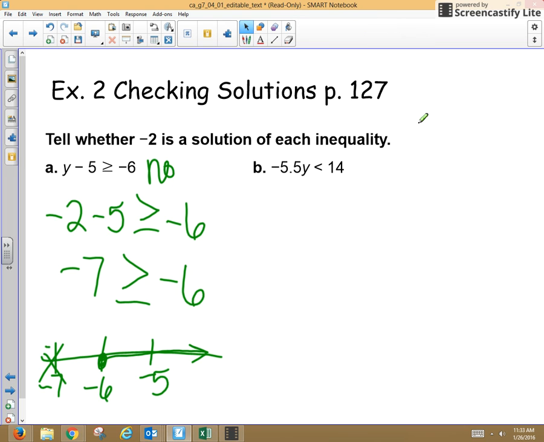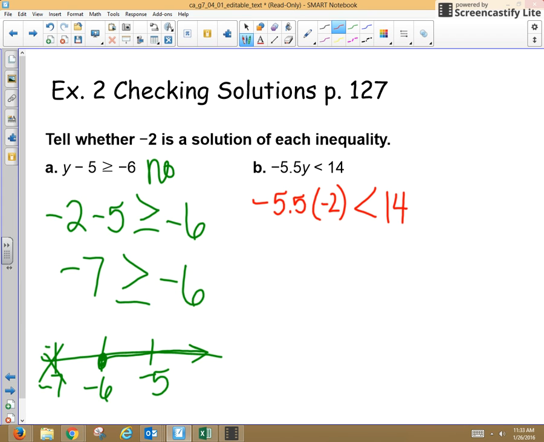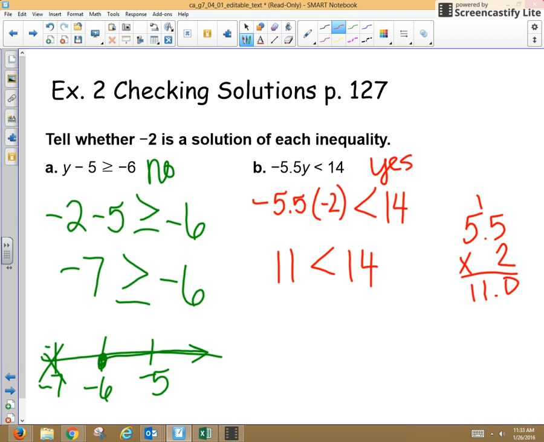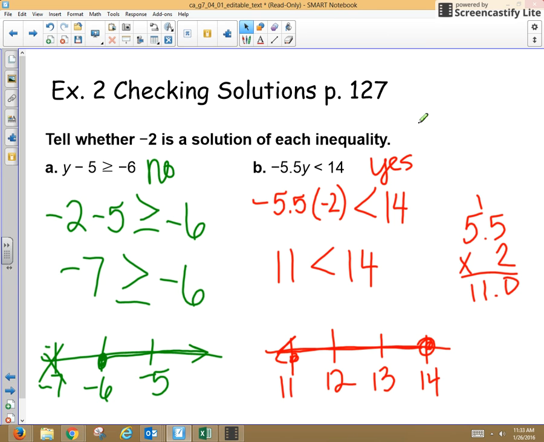On B, it says negative 5.5y, which is negative 5.5 times y, which is times negative 2, has to be less than 14. So I'm going to multiply 5.5 times 2, which is 10. Regroup, that's 11. A negative times a negative makes a positive. Is 11 less than 14? Yes. If you're not sure, always draw a number line to double check. Okay, here's 14. It has to be less than 14. Yes, 11 is less than that. So it is a true statement.